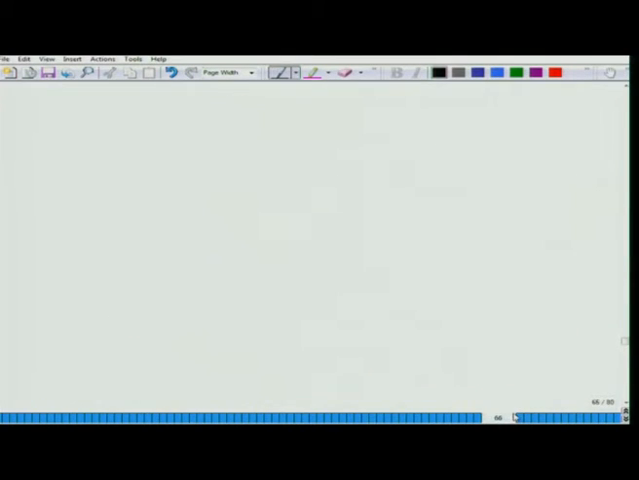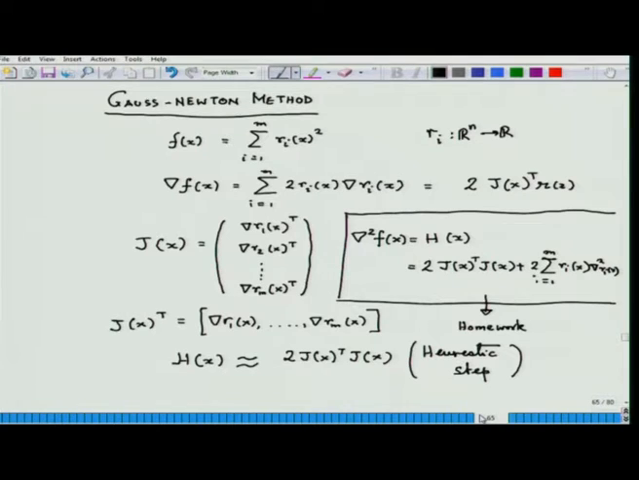So, here in the Gauss-Newton step, what we should have is that for each x, Jx is of rank n. That would guarantee it.